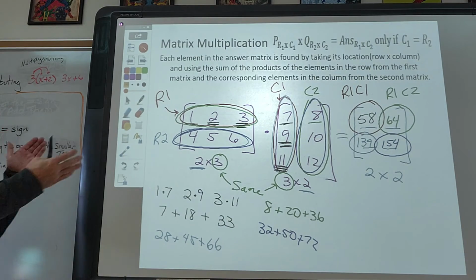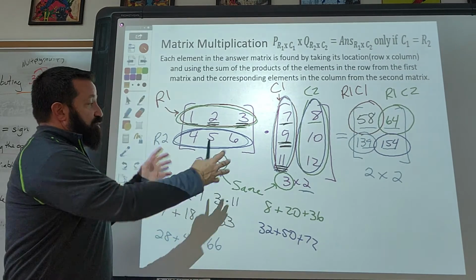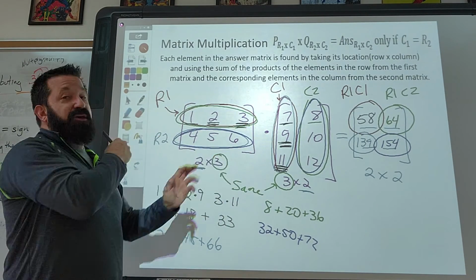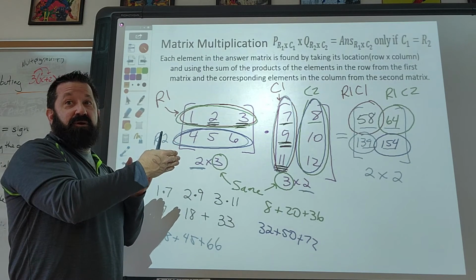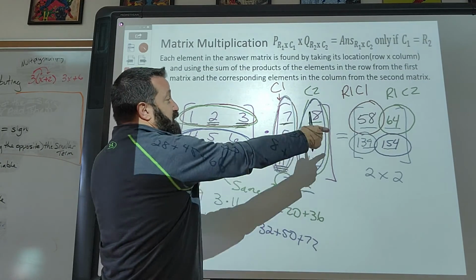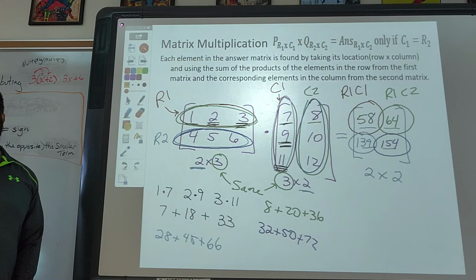Now, I took a 2 by 3 times a 3 by 2 and got a 2 by 2 for an answer. If you were to flip these around, you'd have a 3 by 2 times a 2 by 3. You would not get the same answer because the inner dimensions would be the same. They'd both be a 2 this time, but the outer dimensions would now be the 3's. The answer would actually be a 3 by 3. So there is no commutative property of matrices when you're multiplying.